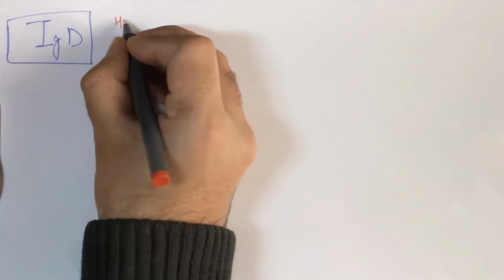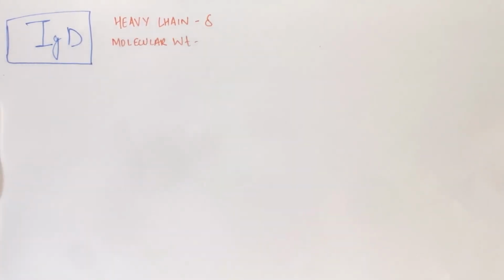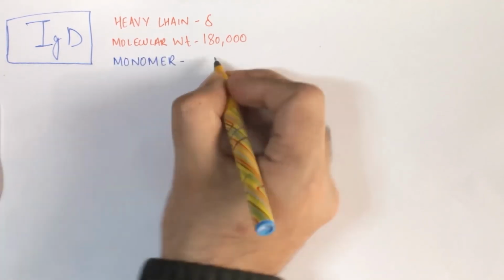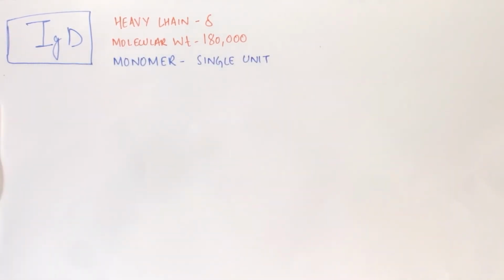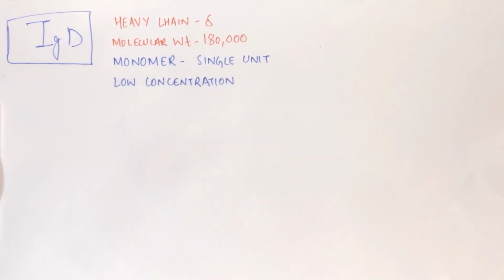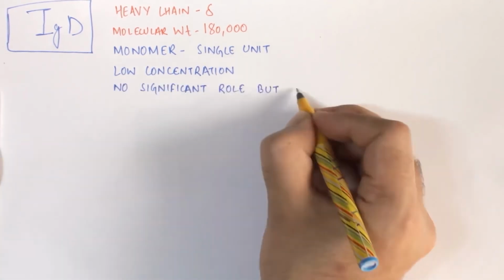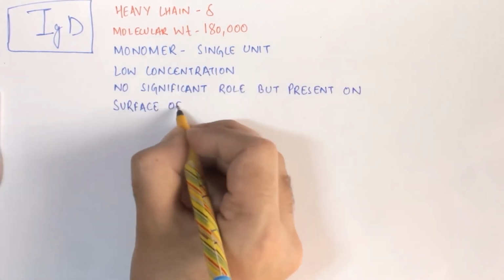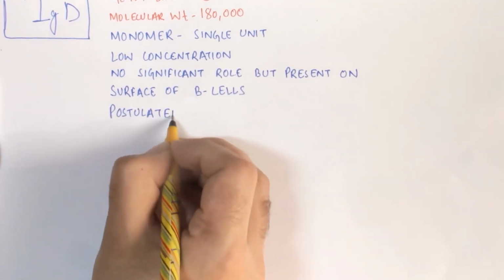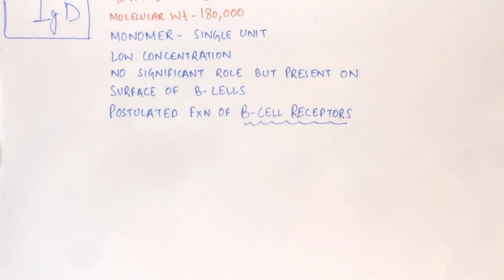The final type of the antibody in humans is the IgD type. The heavy chain in the IgD is delta and the molecular weight of IgD is 180,000. It is also a monomer, that is, it consists of a single unit. Now it is also present in the body in low concentration. The IgD has no significant role in the body, but it is present on the surface of the B cells, and it is postulated that the IgD acts as a B cell receptor for antigens.